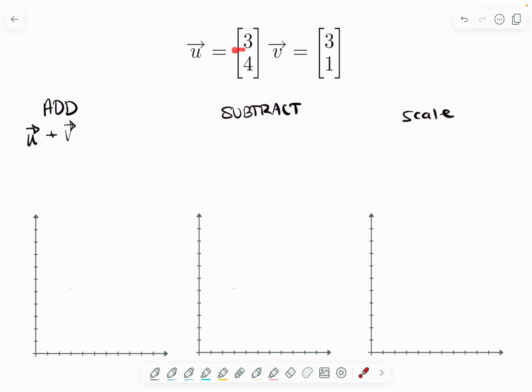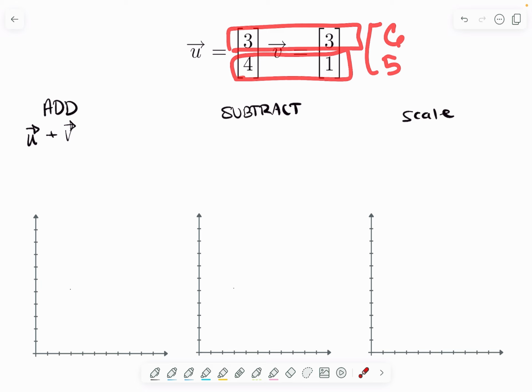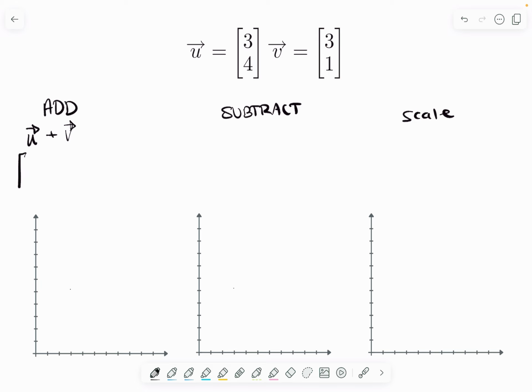Without even writing anything, you can just look at this. 3 plus 3, that's 6. 4 plus 1, that's 5. So that is the resulting vector. But ideally, our vector u is 3, 4, plus vector v, which is 3, 1. So you do the same thing. 3 plus 3, 6. 4 plus 1, 5. This is your answer. What does that look like visually?